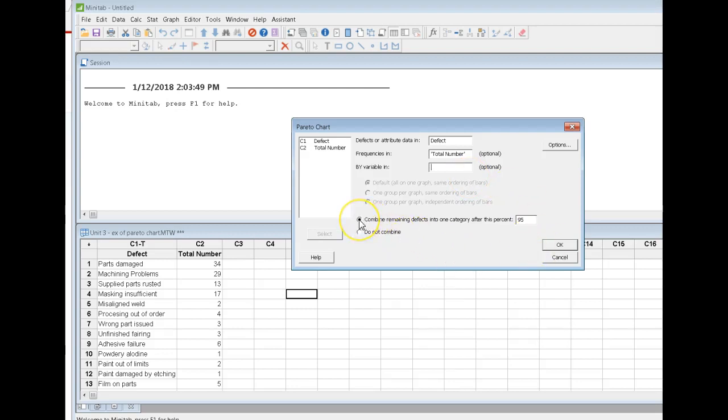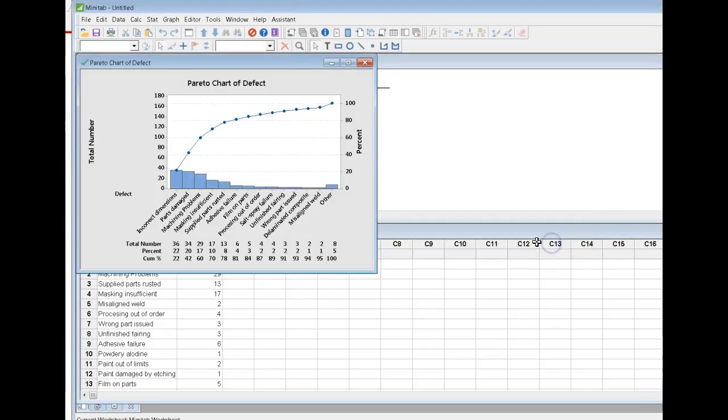And by default, Minitab will calculate the percentage for each type of defect, and after 95% it will combine all the remainder 5% into one bar. If you don't want to do that, then you can say do not combine. Let's look at it both ways and see what happens. So let's just let Minitab do its thing.